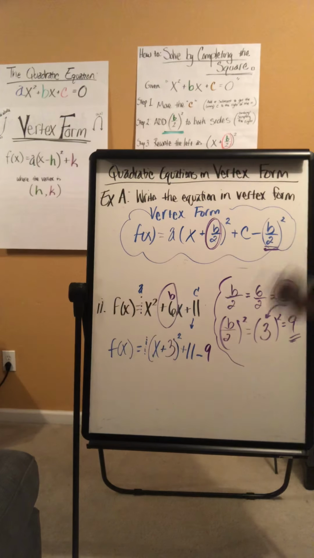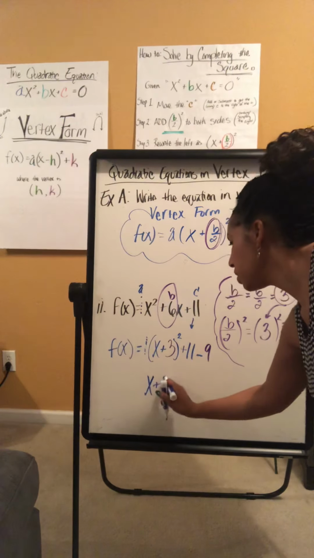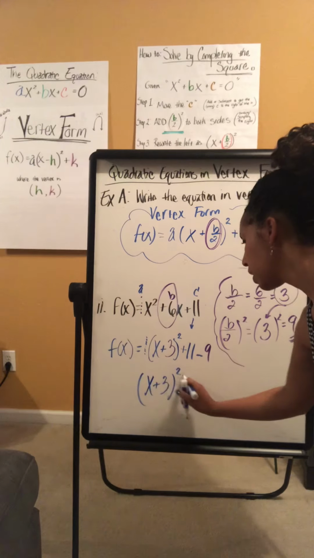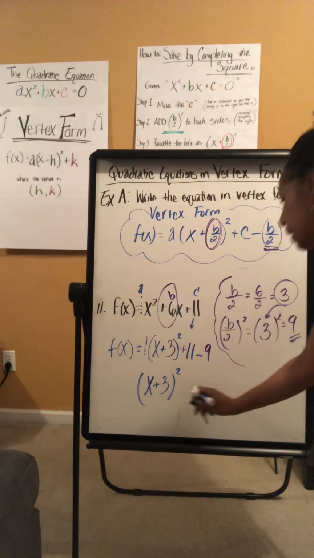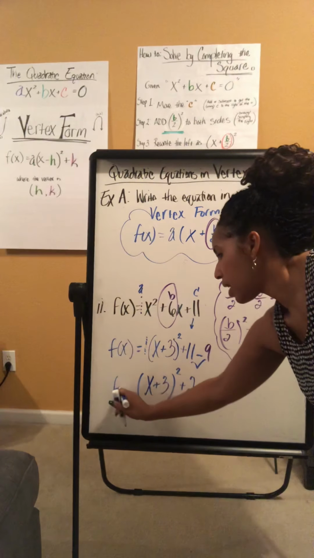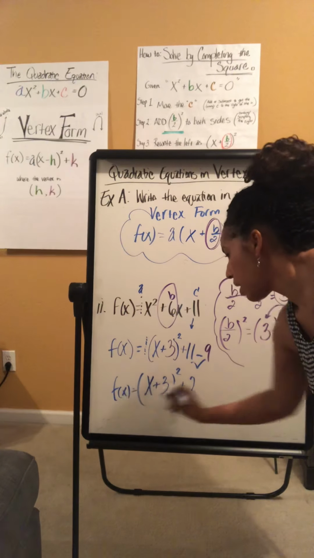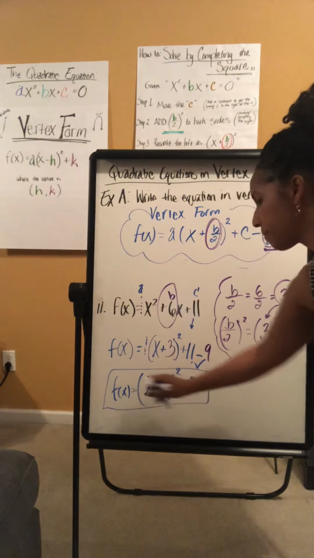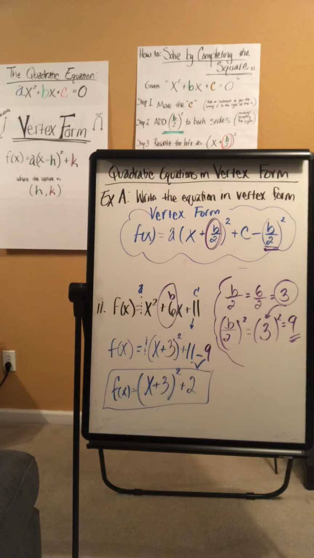All right, then I'll just simplify. So my answer is x plus 3 squared, and 11 take away 9 leaves you with 2, right? That is it. That is the vertex form. Okay, not so bad. Need some more? Sure you do. Let's do a couple more.